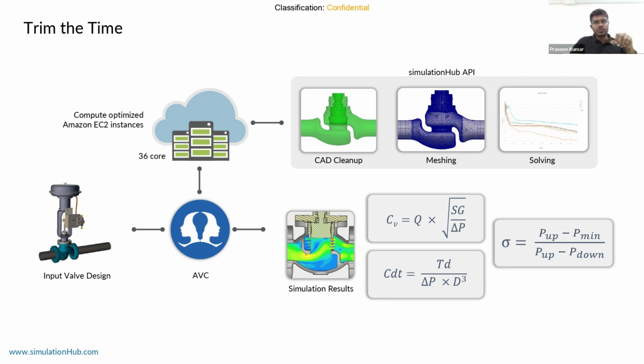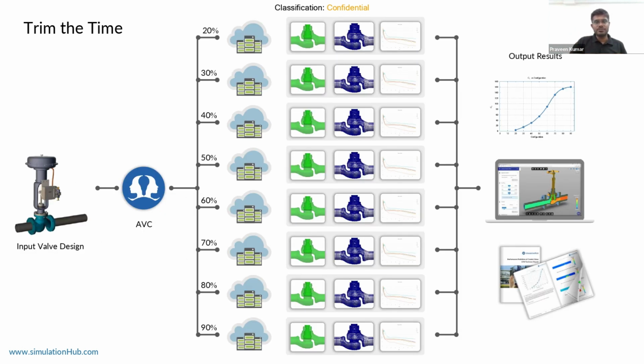Once it is done, the simulation results and other performance data are available on your web browser for your use. Now this is just for one opening, let's say. The same thing happens for every percentage of opening. When you submit the valve design for the whole range of openings, it is going to start a dedicated machine for every opening, and all the processes will run in parallel. At the end of the simulations, you will get the complete curve, not just one opening's results, along with the results and the report generated.